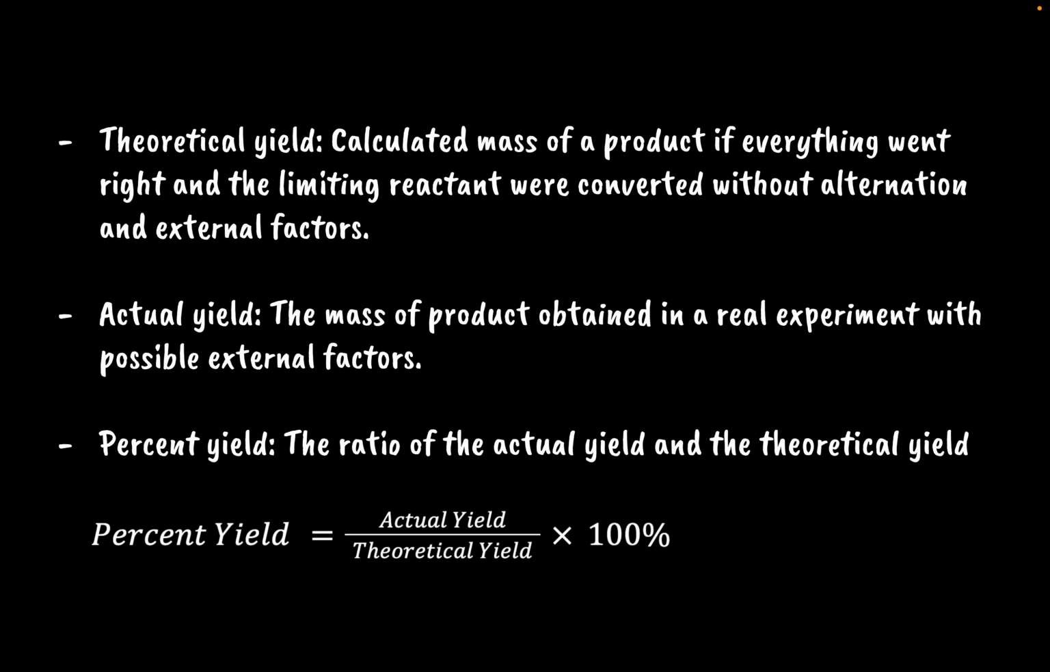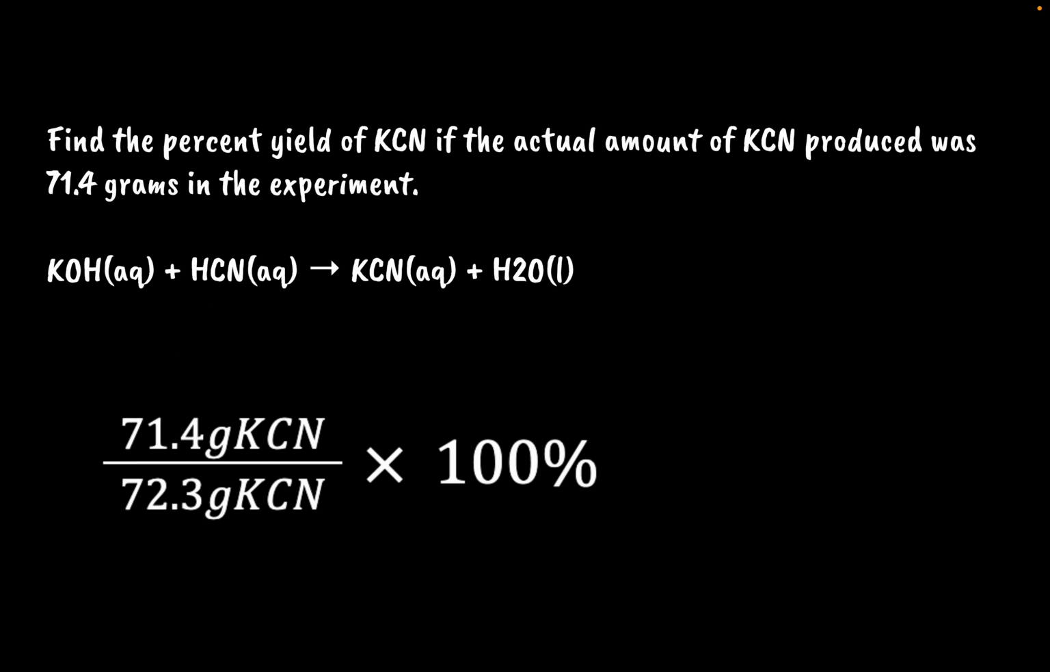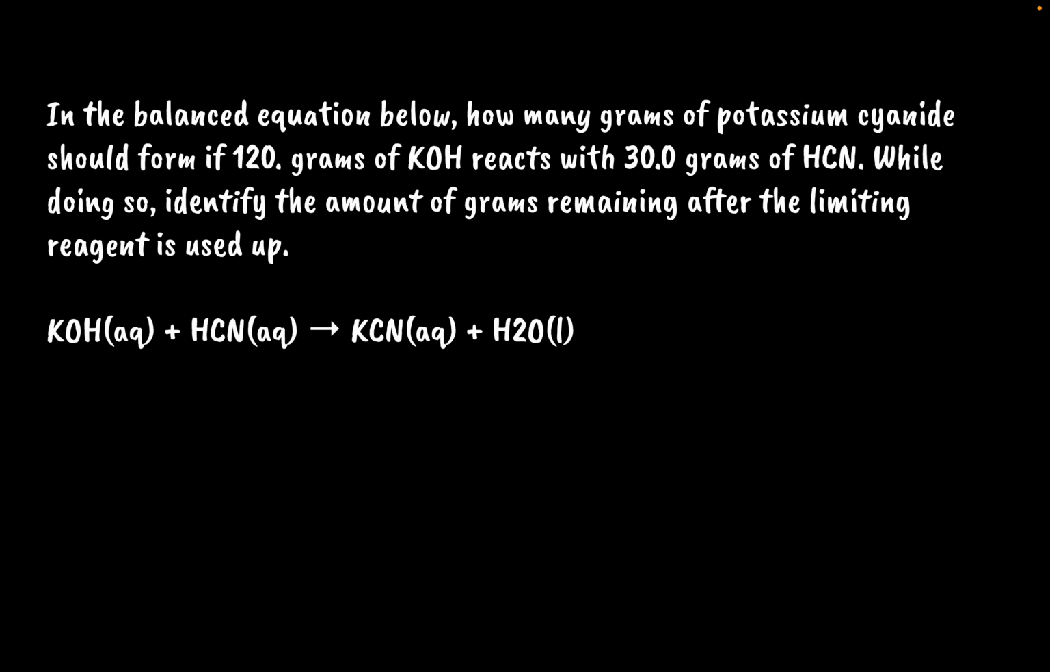Seems simple. Let's plug our numbers in. Okay, now let's calculate this. Great, we got 98.8%. Now we need to find how much excess would be left after doing the reaction. To find what is left, we need to find what is being used.